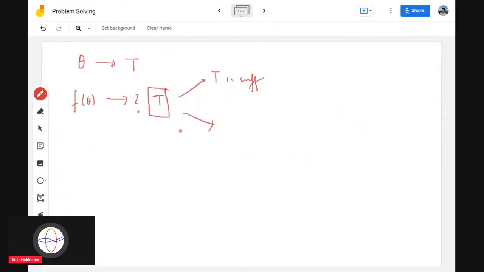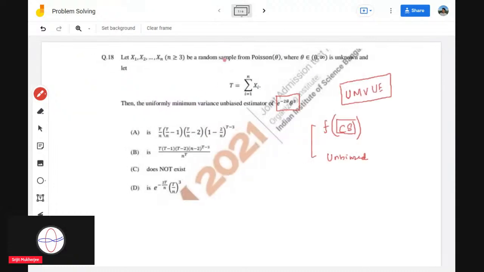Very good. See, if f is invertible, bijective rather, T is sufficient, T is complete. We can prove that. We have proved this a lot of times before. So now let's apply this. Do you think this is a bijective function of theta?